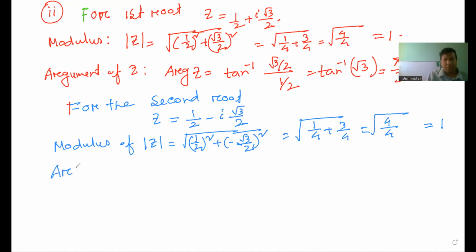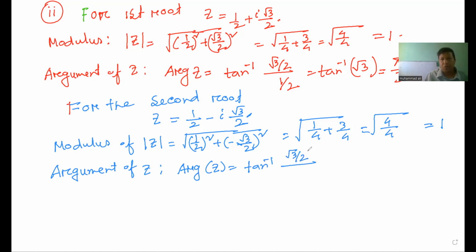Now the argument of z. We write z equals tan inverse of the imaginary part, minus root 3 by 2, divided by half. We may write the minus in the front, so it will be tan inverse root 3 by 2 by half. So we get minus tan inverse root 3, which is minus pi by 3. So this is our second part answer.